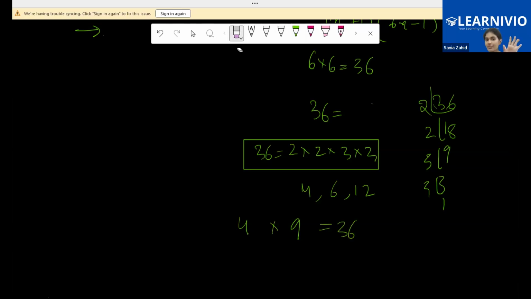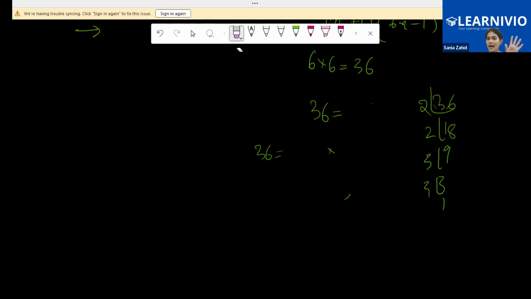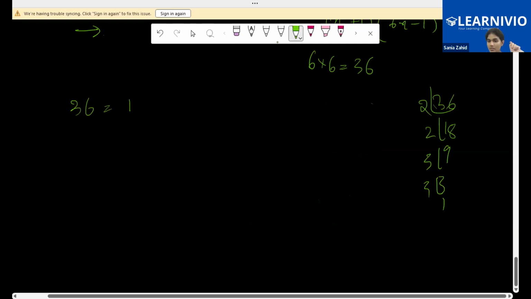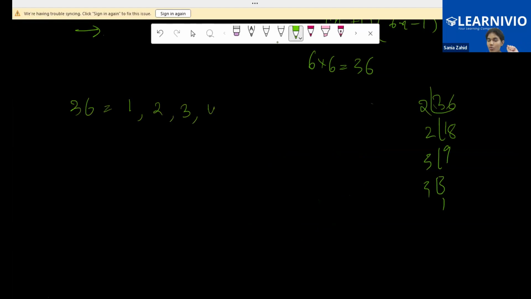Okay, see, if you find it difficult to do it like this, I have one more method. You can write down all the factors of 36. You have 1, then 2, then 3, then 4 also the factor. 5 is not a factor. 6 is a factor. 7 is not a factor. 8 is not a factor. Then 9 is a factor. 10 is not a factor. Then 12 is a factor. You can write down all the factors like this, and then from amongst them you can select. Okay, that's also a way.